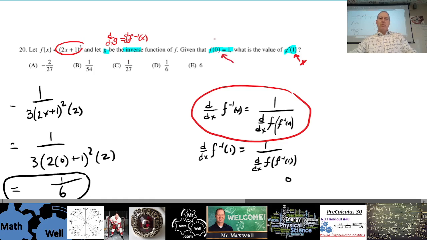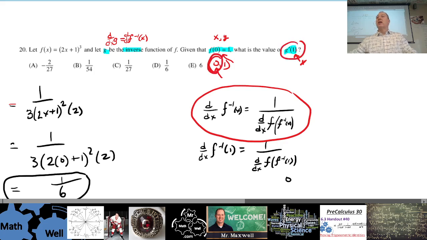They actually give you the point. The point on the original function, x, y, is the point (0, 1). You see that? That's the x, and that's the y. So we put the 0 into the reciprocal of this derivative. We take the derivative of this, which is 3 times (2x plus 1) all squared times 2. That's with the power rule and chain rule. We do 1 over that, okay? And then I put in the 0, not the 1.